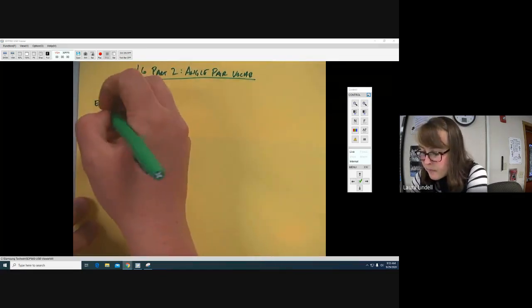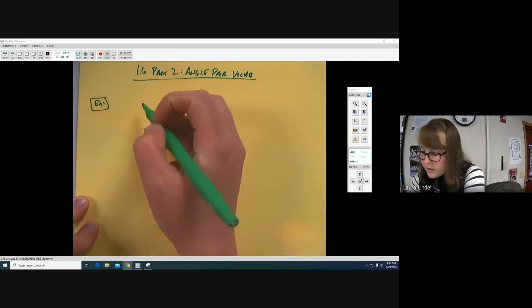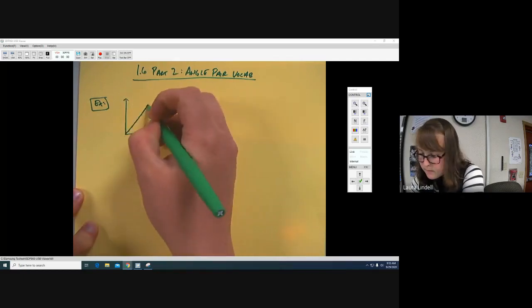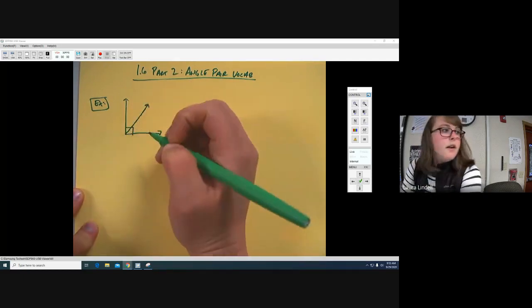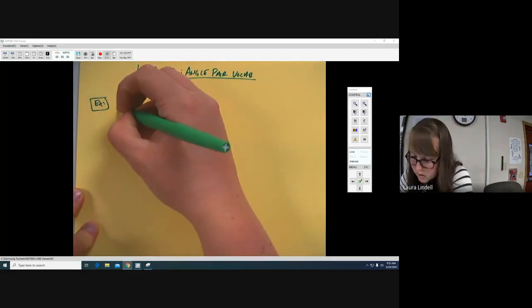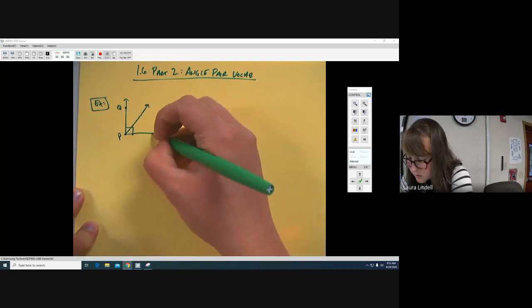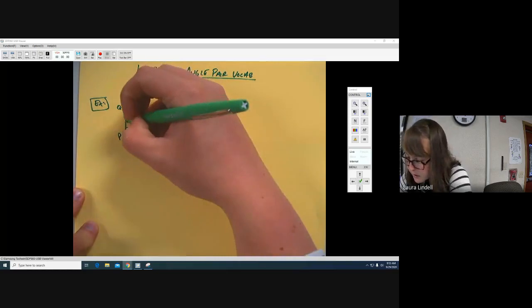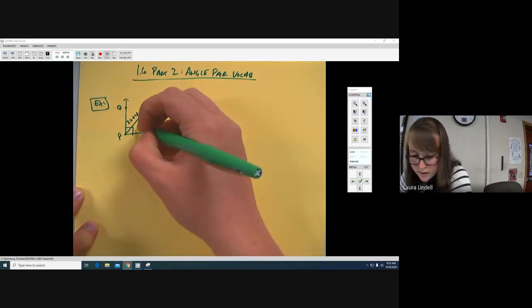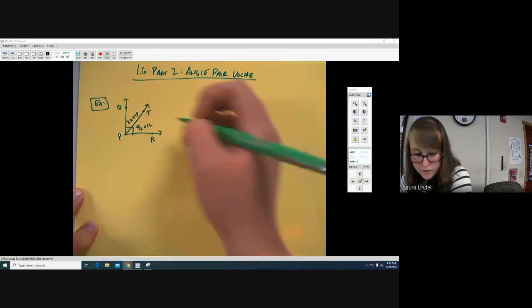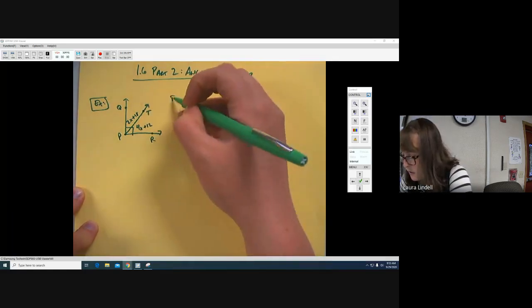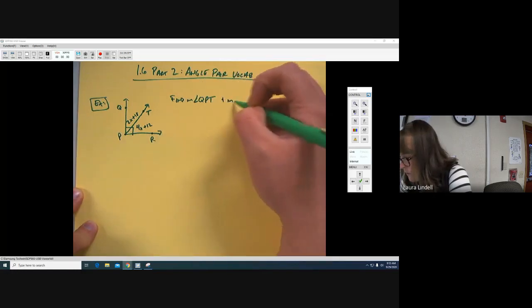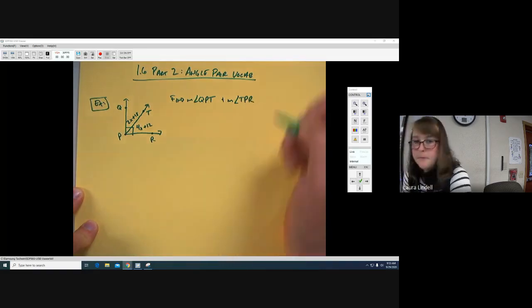First example, we might see pictures like this. So we'll say this is Q, P, R, T. And maybe this, they say, is 2x plus 18. And this angle is 4x plus 12. And we want to find the measure of angle QPT and the measure of angle TPR.